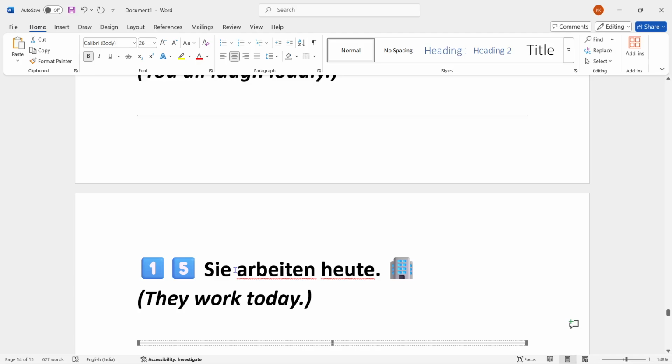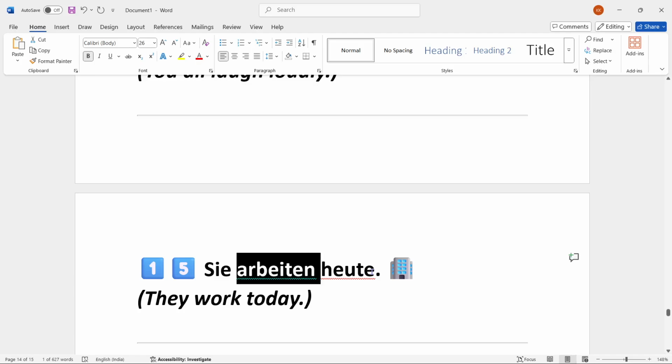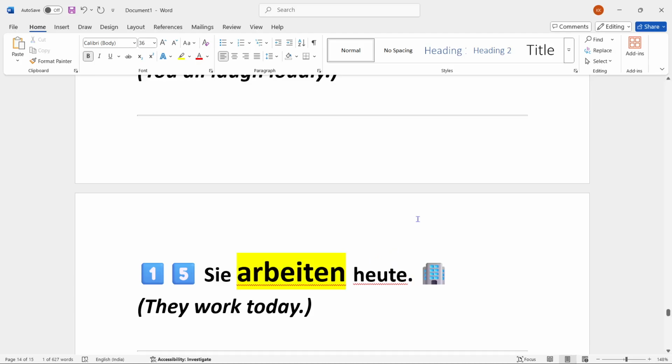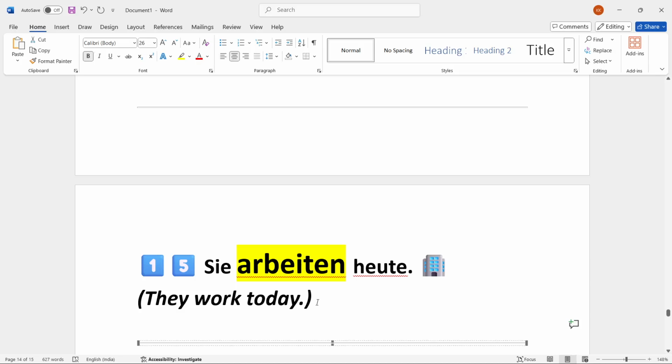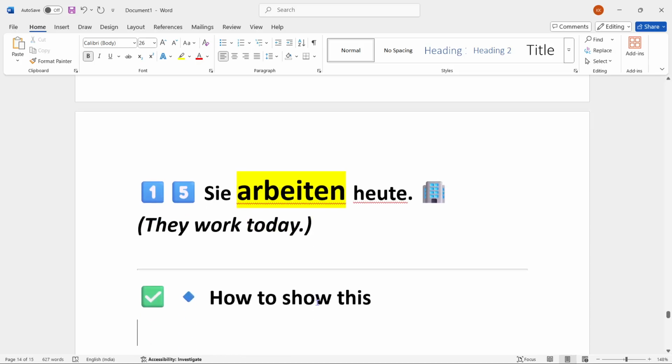Okay, sie arbeiten. Next one is arbeiten. Because we are talking in this sentence, sie is they. No need to conjugate because sie is a plural or formal sie, formal you. Sie arbeiten heute. They work today.